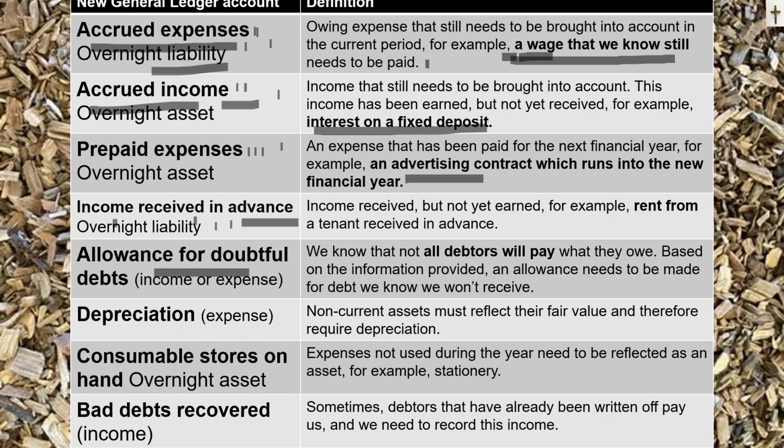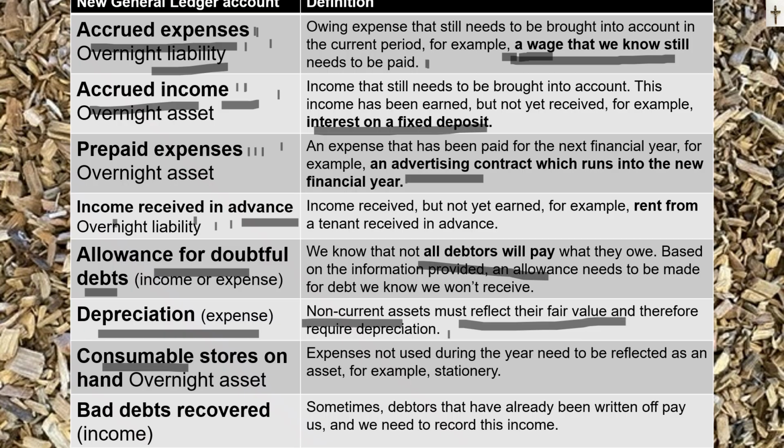Allowance for doubtful debtors. Remember I mentioned not all debtors will pay. So we make an adjustment to, let's say, allow for 5% of debtors to be bad. So that will alter the accounts receivable amount by doing an allowance for doubtful debts. Depreciation, we've discussed plenty. Your non-current assets must reflect their fair value and therefore require depreciation.